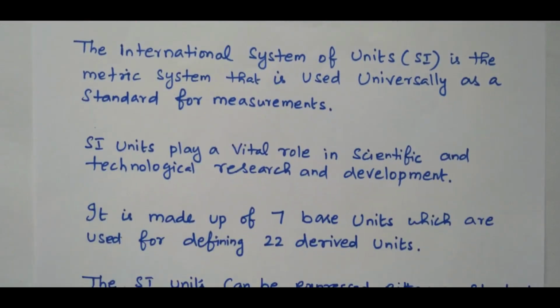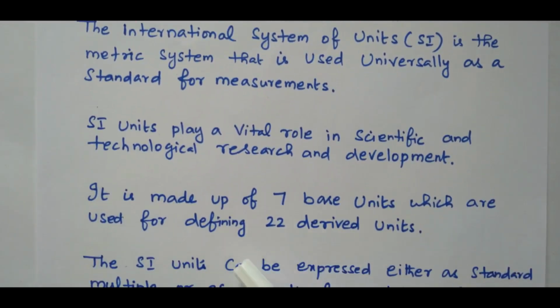So there are 7 base units available and 22 derived units available. The 7 base units means they are basic. From the base units, there are 22 derived units available, and some more derived units are also available from the base. These derived units are obtained from the base units. Only these 7 are base units. All other units are derived from these base units. So that it is called a base unit and derived unit.